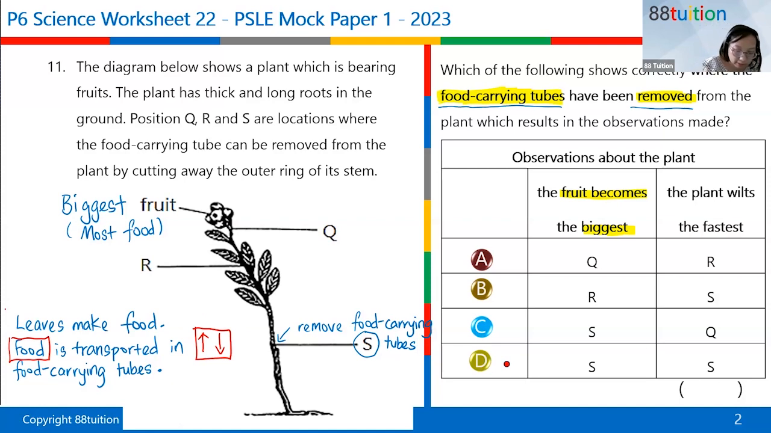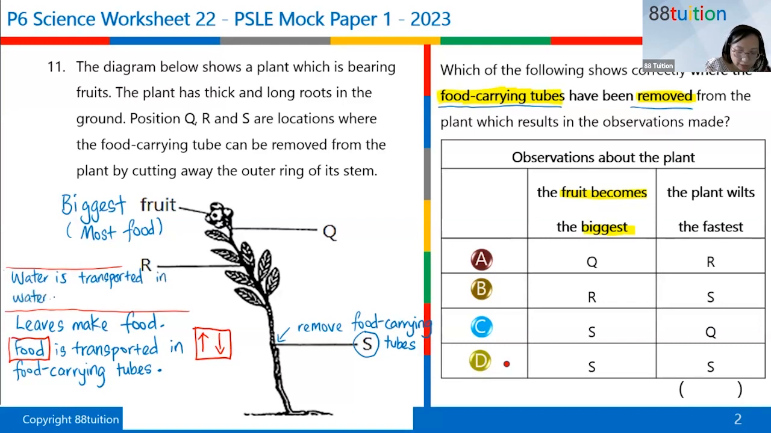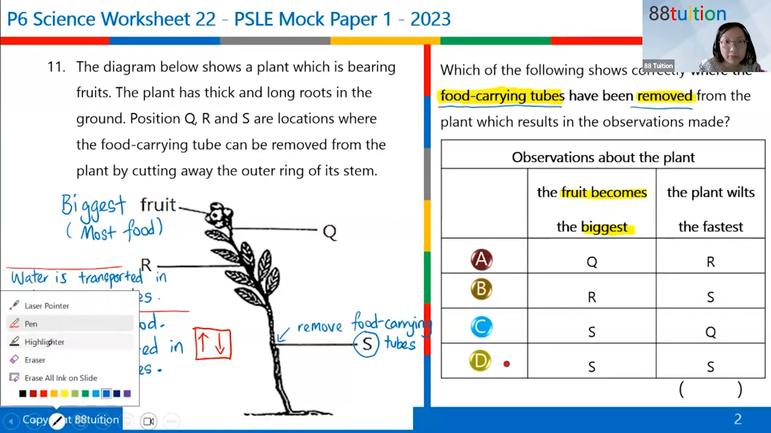It is different from water. So let me just write. If it's water, all right, so water is transported. I use the word transported, it sounds like MRT transport system. So water is transported in the water carrying tubes. All right, so we have two types of tube. We have many water carrying tubes. We have many food carrying tubes. But for water, can y'all tell me, the water will only go in which direction? Can y'all type into the chat for water?